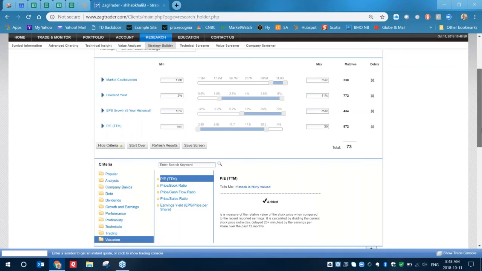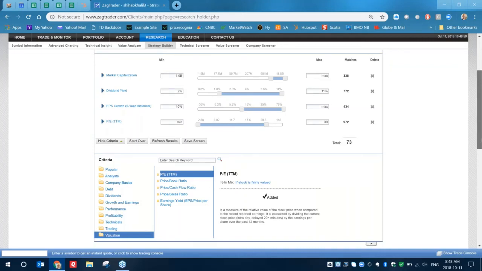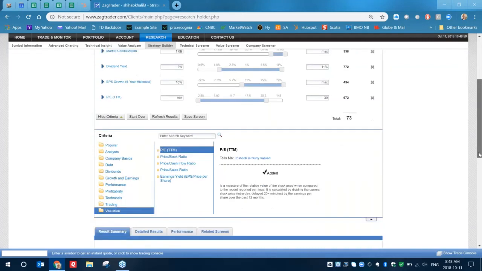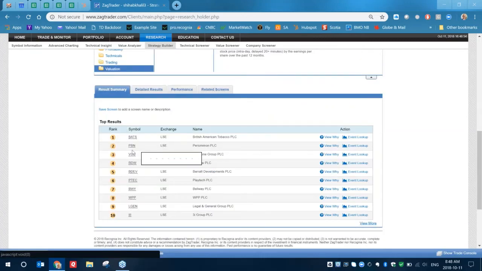If I scroll down, I'm under the result summary tab. And you can see here is my top 10 list of stocks in the UK matching this large cap screen that I've created. Number 1 is a company called British American Tobacco, a very well-known international company, trading under the symbol BATS on the LSE. Persimmon PLC, Vodafone, another very well-known company. So you can see all of these match our criteria, and these are shown in ranked order. In fact, BATS, British American Tobacco, ranks number 1.